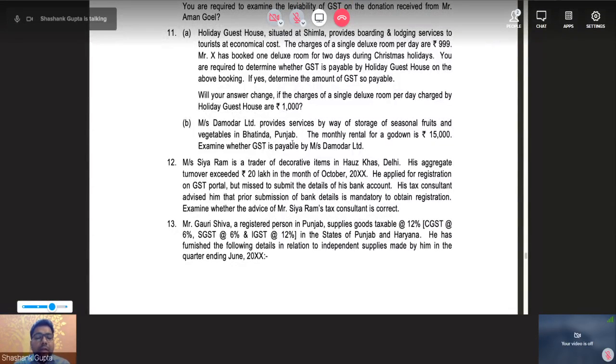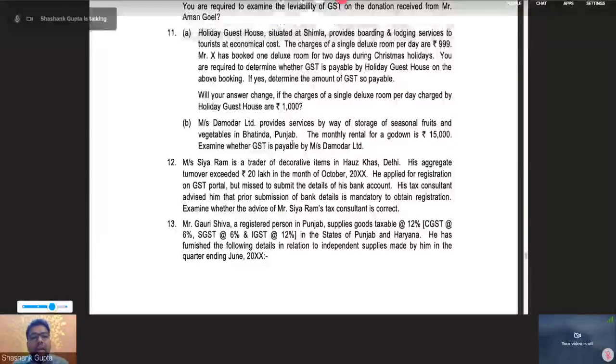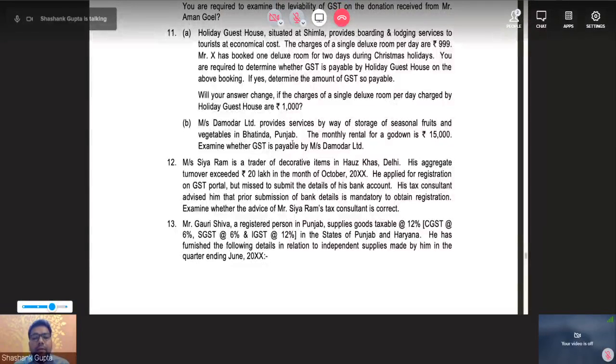So, question number 12. Messrs. C.R. Ram is a trader of decorative items in Hoskas, Delhi. His aggregate turnover exceeded rupees 20 lakh in the month of October. He applied for registration on the GST portal but missed to submit the details of his bank account. His tax consultant advised him that prior submission of bank details is mandatory to obtain registration.